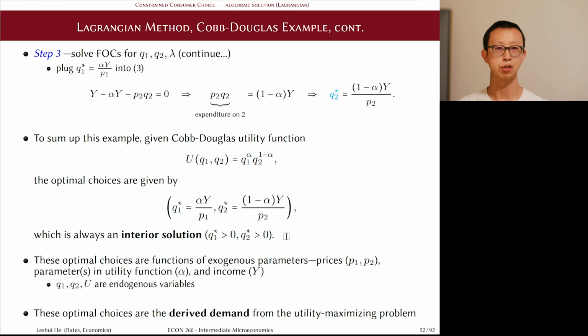If you stare at these expressions long enough, you'll realize that they are actually demand functions, because they tell us what the quantities the consumer would purchase to maximize their utility when they have a budget or income of y and facing the prices of P1 and P2. Finally, as promised at the beginning of the section, we have formally derived demand functions based on a model of consumer behavior. Because these optimal choices are demand functions derived from the utility maximization problem, we call them derived demand.